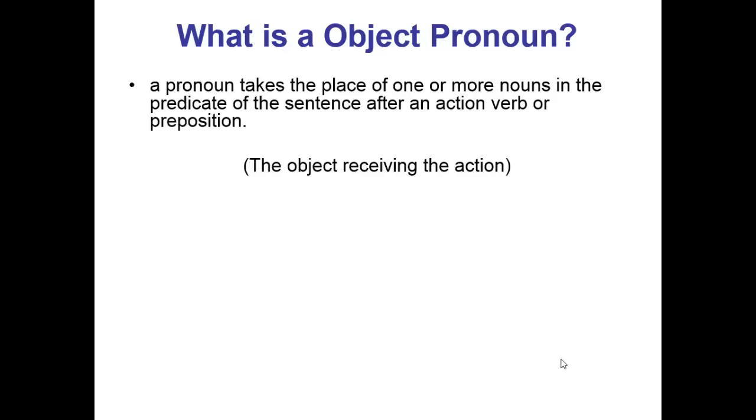Now let's talk about object pronouns. An object pronoun is a pronoun that takes the place of one or more nouns in the predicate of a sentence after an action verb or a preposition. The object receiving the action is the object pronoun. So when we look at a sentence, they are going to get us a present. Let's pay attention for the action verb or the preposition of the sentence. In this sentence, get is what's happening. Get what or get who? Get us. Us is the object pronoun.